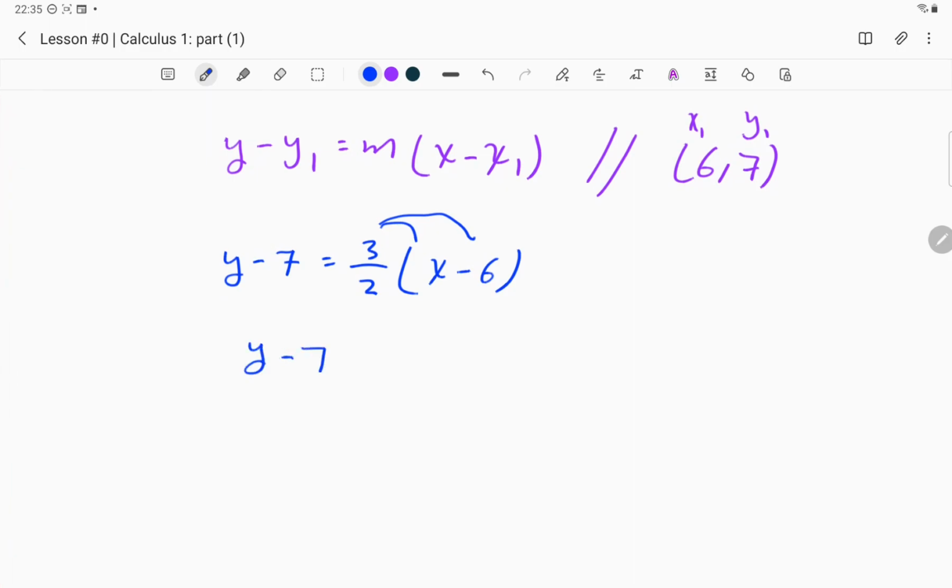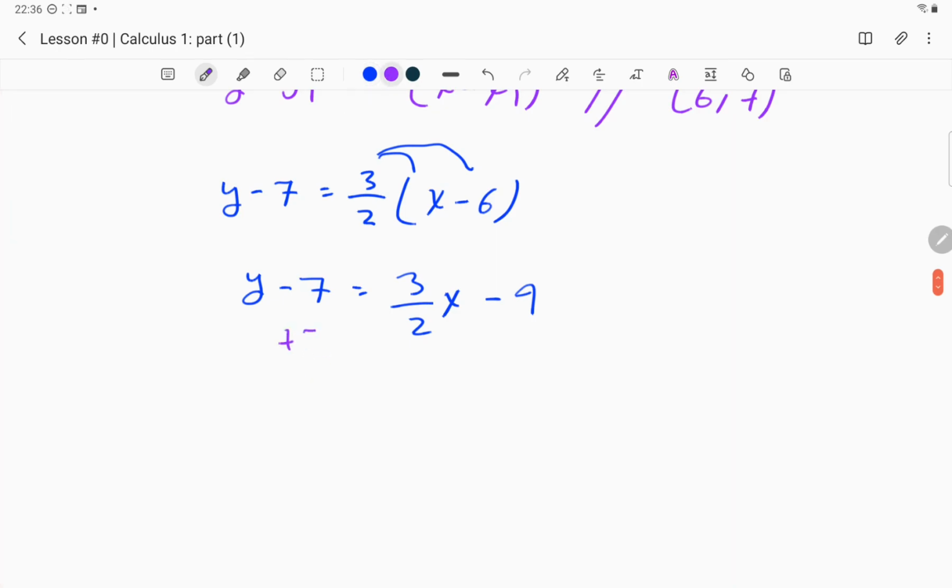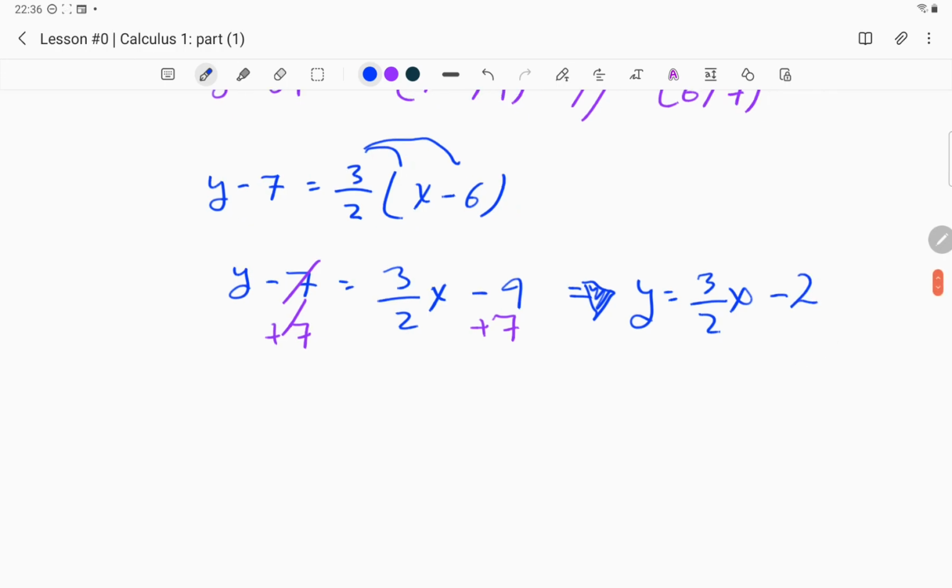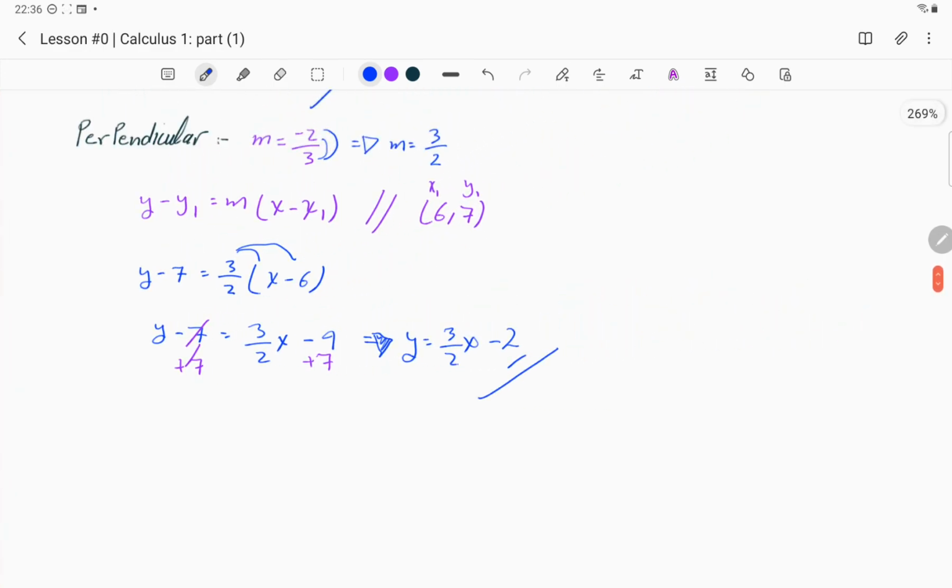It's going to be y minus 7 equals 3 over 2 x, and then 3 multiplied by negative 6 is negative 18, divided by 2 is 9, so negative 9. And then you want to add 7 to each side, right? This is going to go with this, and then you will have your new, okay, I'm just doing it fast, so yeah, y equals 3 over 2 x minus 9, and plus 7 is negative 2. Okay, that's solved. You've done well.